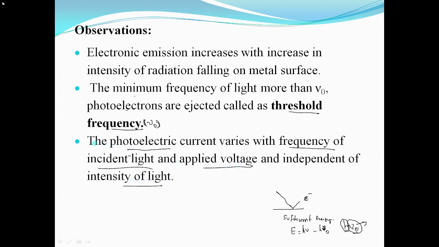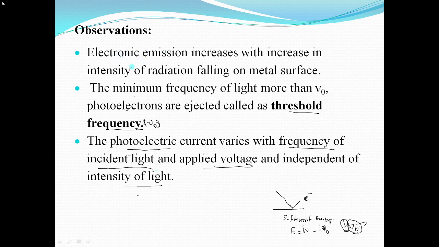Be careful here: electron emission depends on the intensity of light, but photocurrent is independent of the intensity of light. It depends on the frequency of incident light and applied voltage. So these are the observations. What are the observations?